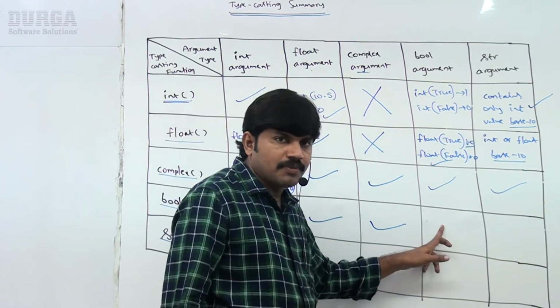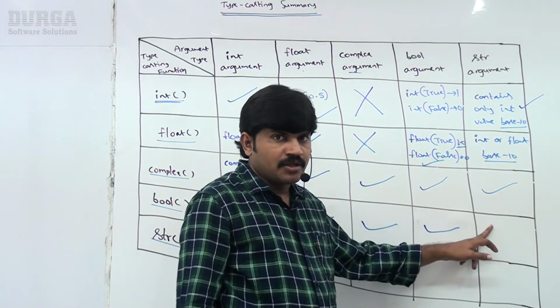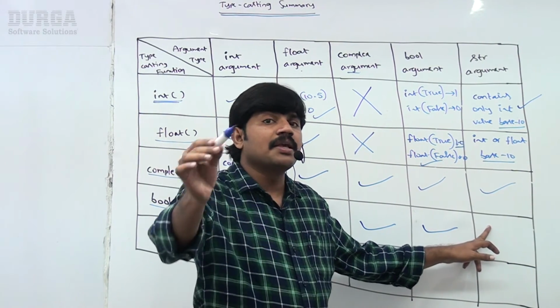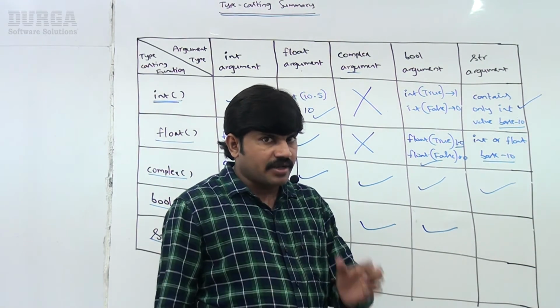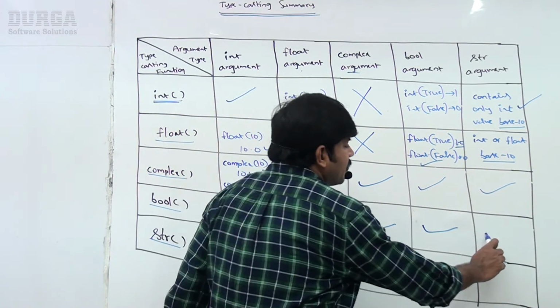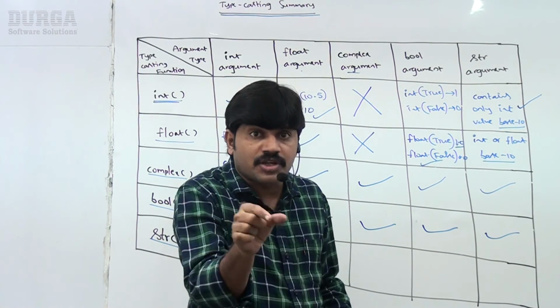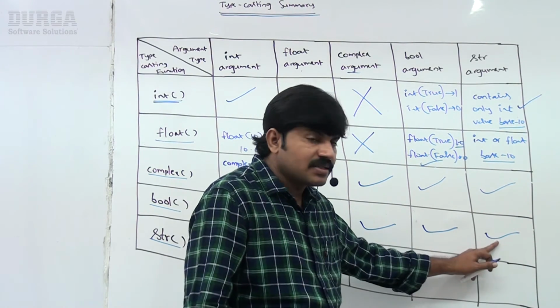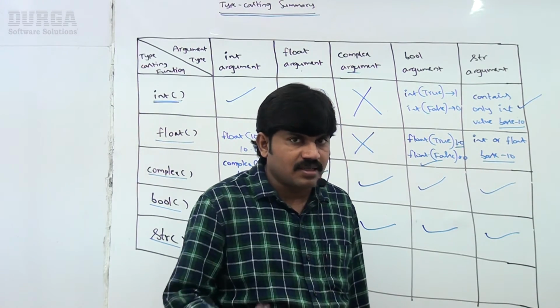Next, bool argument. Bool to bool, no problem at all. Next, string arguments: if the string is empty, it is false. Non-empty is always true, sir. Remember this one, a very important point. If the string argument is an empty string, it is always considered false. A non-empty string is always considered true.